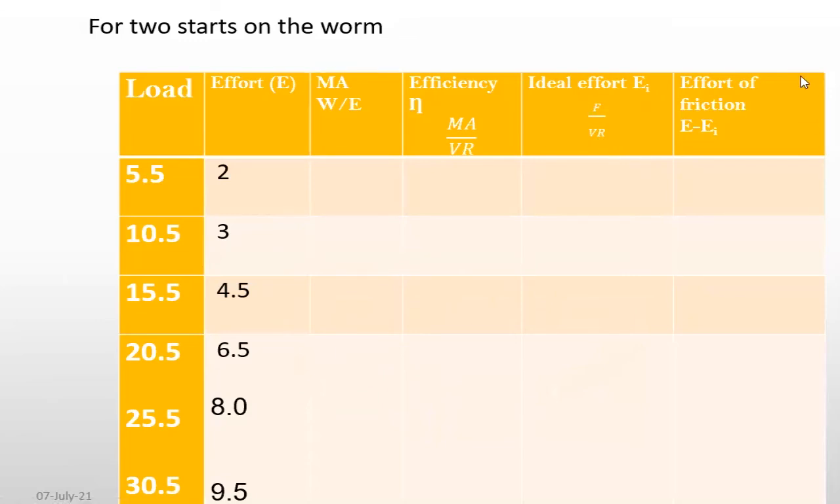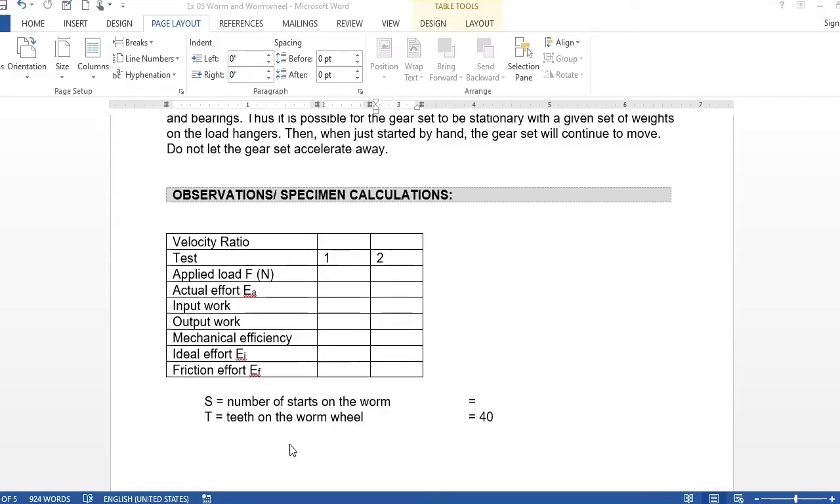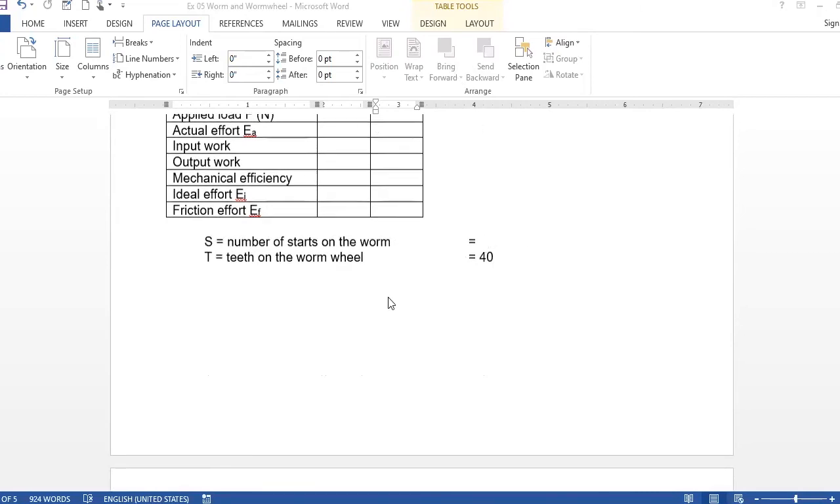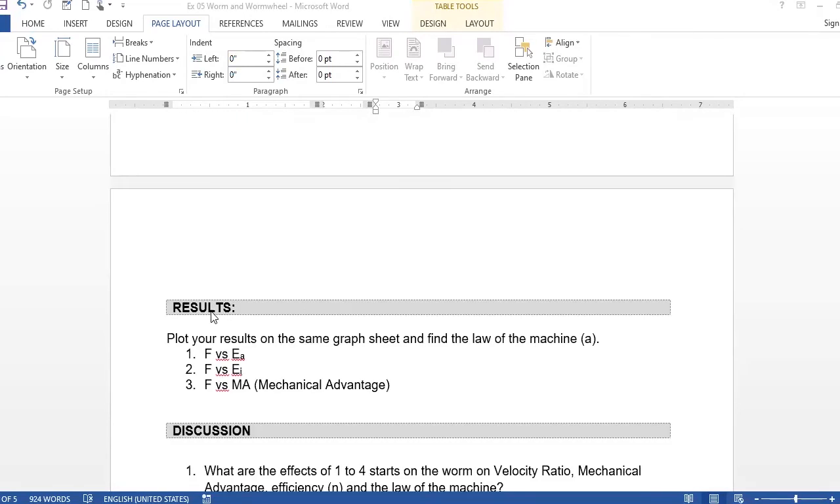Okay? You can derive the effort of friction also. You might have seen that, the same thing you did for the rack and pinion and for bevel gears. So you have to fill up this table. There are two tables. You have to fill out those two tables. Then the results part. On the worm wheel is given 40, but the number of starts on the worm for one set is 1, for another set 2. So that's also given. So now you go to the results part.